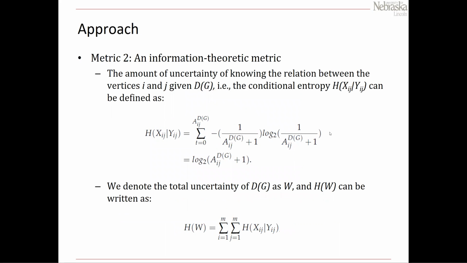So after we calculate the conditional entropy between the 2 vertices, we denote the total uncertainty of a visualization as W. And the amount of the uncertainty is simply the summation of the conditional entropy for any pair of the vertices.